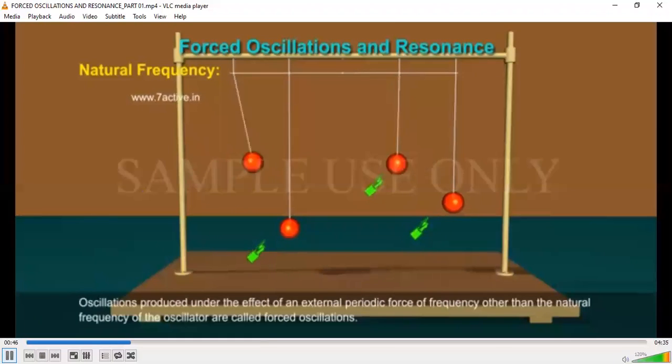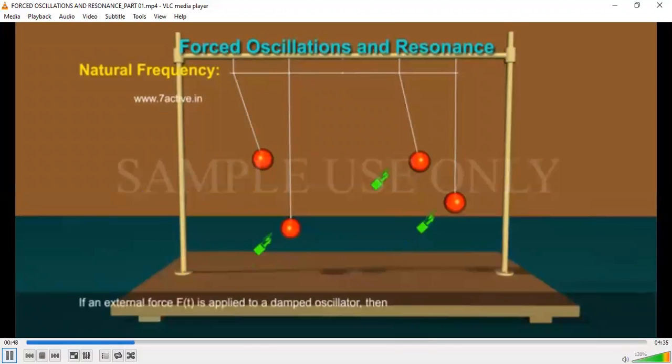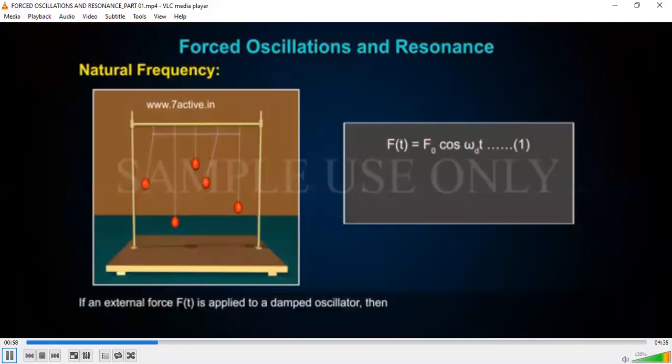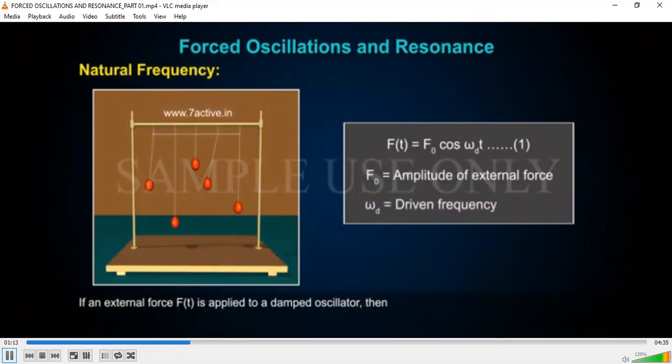Forced oscillations. If an external force F(t) is applied to a damped oscillator, then F(t) equals F0 cos omega_d t, equation 1, where F0 equals the amplitude of the external force. Omega_d means driven frequency.